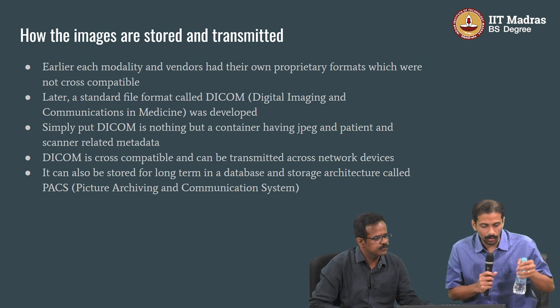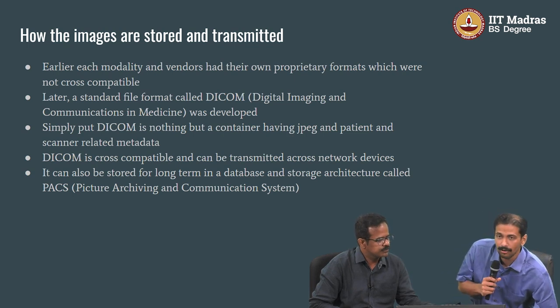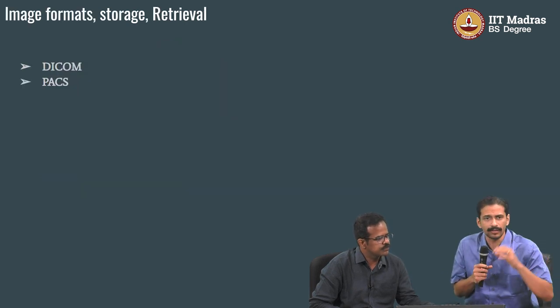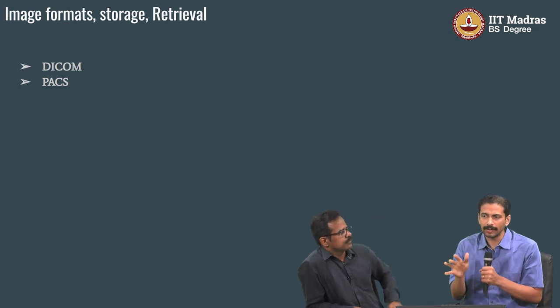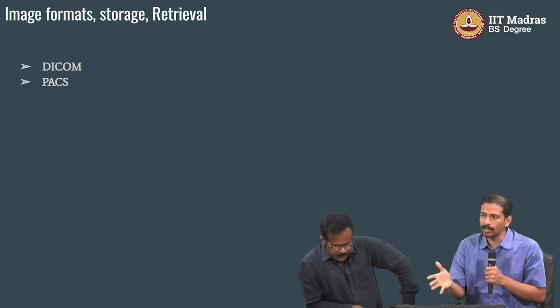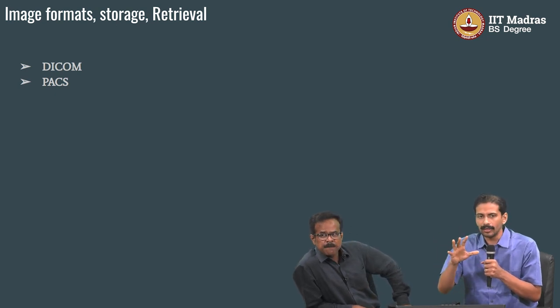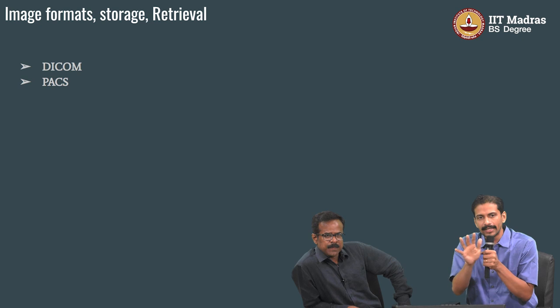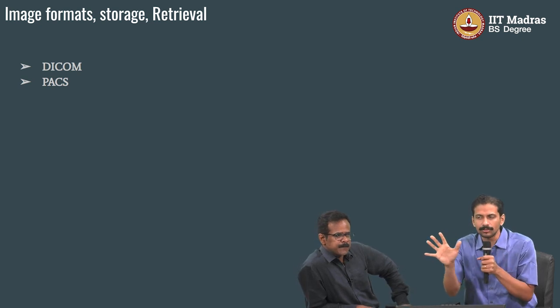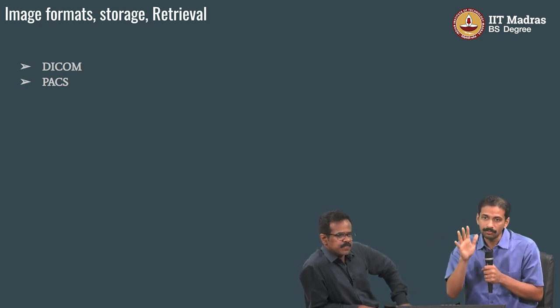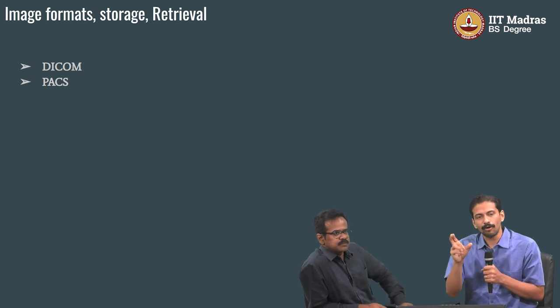So, one more thing we need to understand. Now we have seen the whole spectrum of imaging modalities, what the physical basis of each is, and how they are acquired. You get an idea, approximately, of what these modalities are. Now, all these modalities generate images. And what is the format of these images?